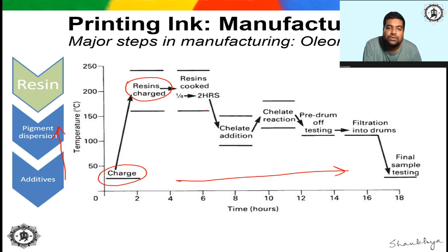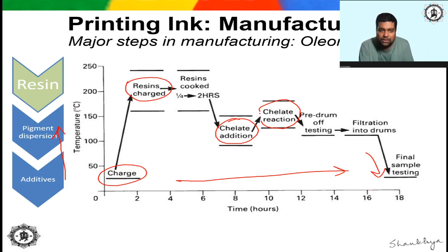So this resin is cooked, and then after it has been cooked sufficiently, this chelate addition will be there. Chelate will react, and the viscosity will go up a little bit. Notice how, when chelate is added, the temperature of the system is lower, right? After chelate has been added, the temperature is raised to this point. And then the final alteration of viscosity with the addition of further distillates, and then you can go for final filtering into the drums and quality assurance and all these things.